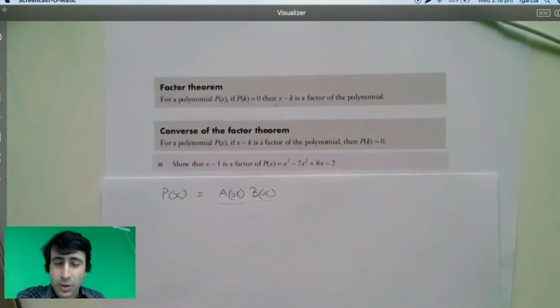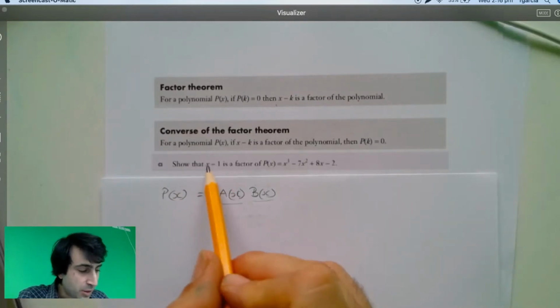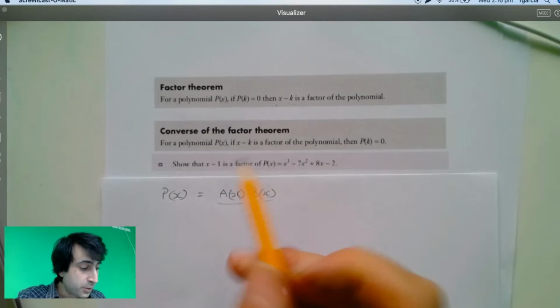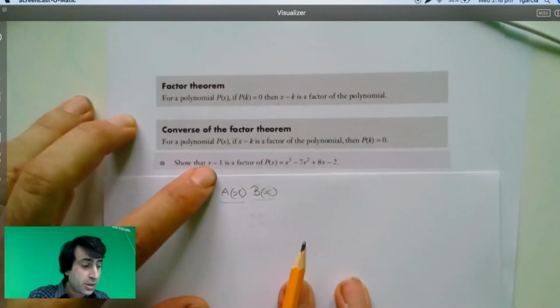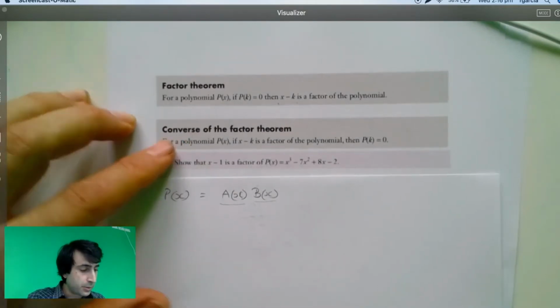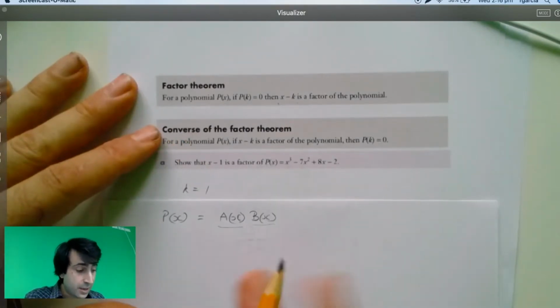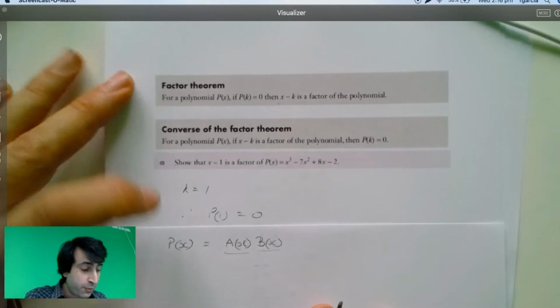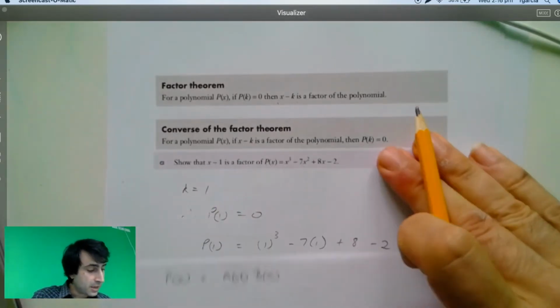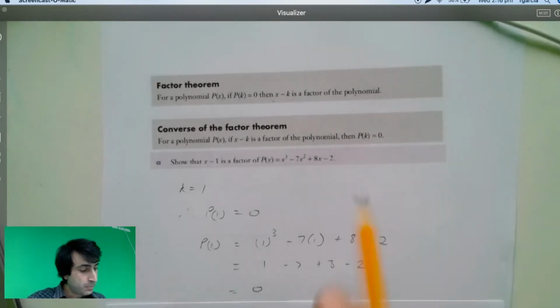All I need to do, well, I know that if I substitute x minus 1, or k, if k equals 1, if I substitute the function of 1, I should get 0. Let's have a look. So in this case, k equals 1. Therefore, the function of 1 should equal 0 if I am showing that it's a factor. Now let's substitute that in.